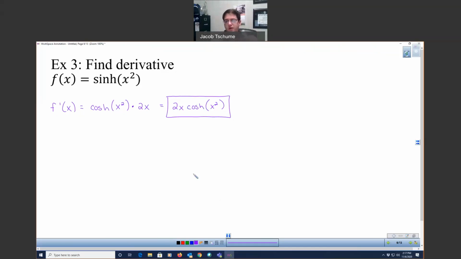So just because we are moving into the hyperbolic trig world in this section doesn't mean you can forget your core rules from early on in Cal 1. You still have to apply the chain rule in this scenario. So very good.